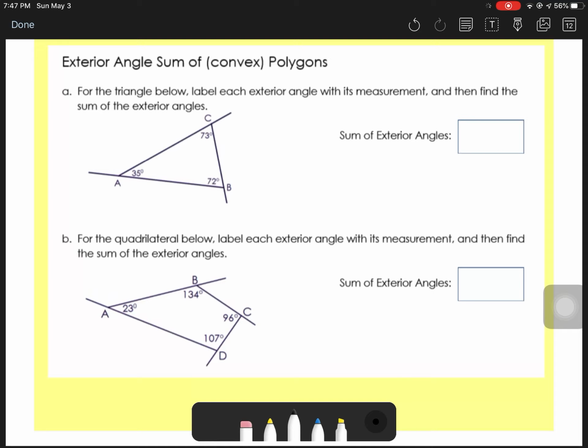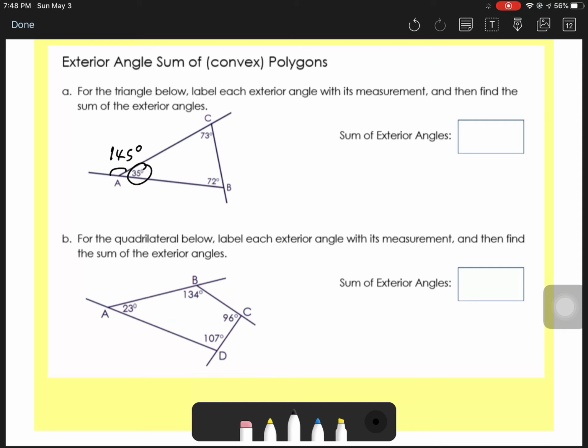For the triangle below, label each exterior angle with its measurement and then find the sum of the exterior angles. So here we have 35 degrees. To find the exterior angle, we know that together they form 180. So we're just going to subtract that from 180. And we get 145 on the outside.